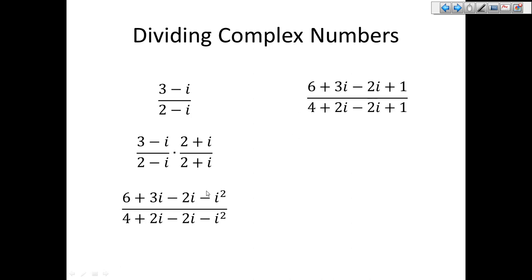So we'll change our minus i squared to a plus 1, change our minus i squared to a plus 1. On the top, we get 7 plus i. On the bottom, we get 5. Always turns into a nice real number for us. Now, this is ready to go, but it's just not in our standard complex number form. I'm going to break it up into two fractions. 7/5 plus 1/5 i.